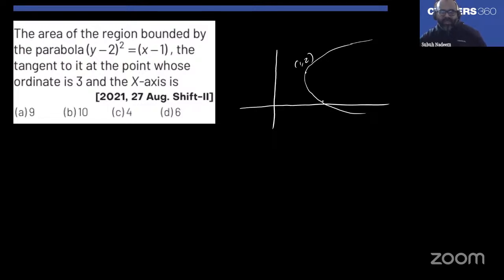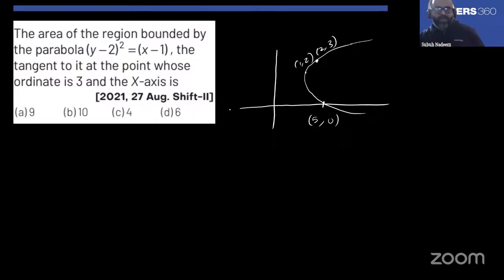Where it is intersecting the x-axis, we can see if we put here y equal to 0, we will get x as 4 plus 1, 5. So (5, 0) is this point. And there is a point whose ordinate is 3. So if ordinate is 3, that is y coordinate is 3, it will become 1 plus 1, x will be 2. So somewhere here, maybe this point (2, 3) is there, where x is equal to 2 and y is equal to 3, where we are drawing a tangent.